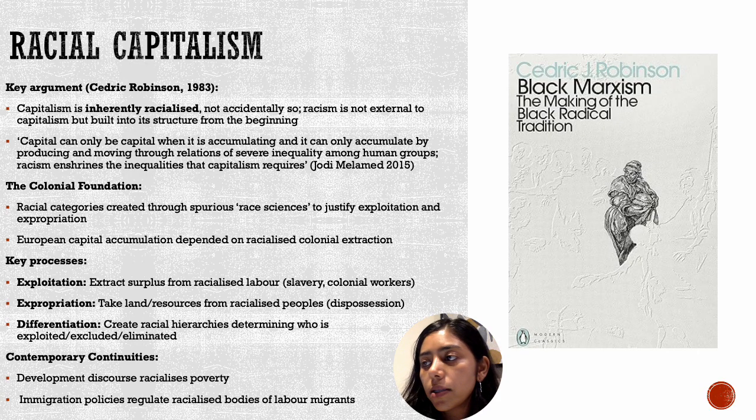Now, the key processes that are highlighted by racial capitalist theorists are exploitation, that is, extracting of surplus value from racialized labor. So, for example, slavery, colonial workers, etc. Expropriation, that is, taking land and resources from racialized peoples, that is, dispossession. And differentiation, creating racial hierarchies within the working population, determining who is exploited, excluded, or eliminated. So, structuring humanity in this hierarchy so as to determine the kind of capitalist accumulation that can be made using these racialized categorizations.